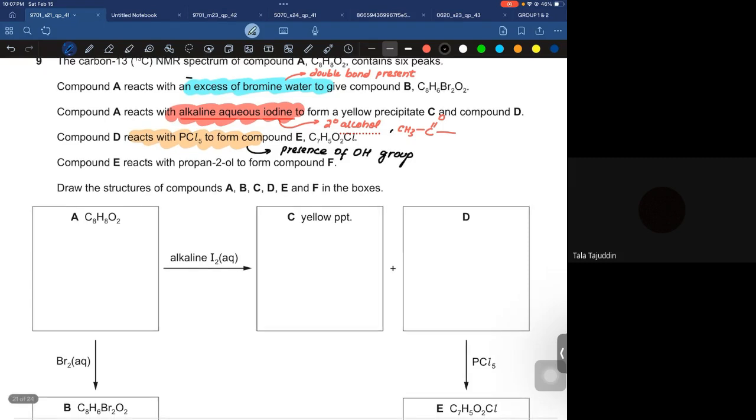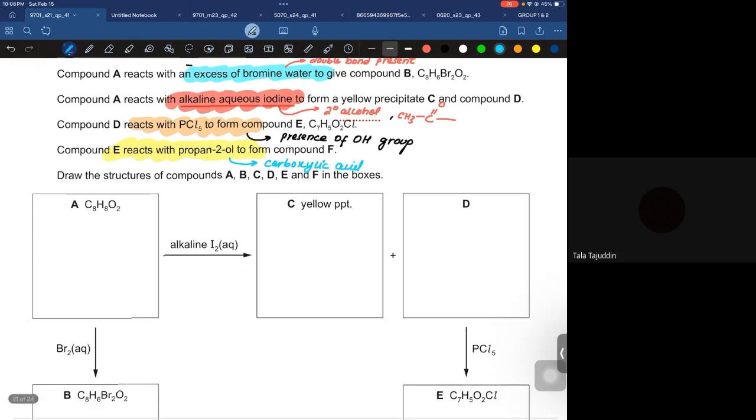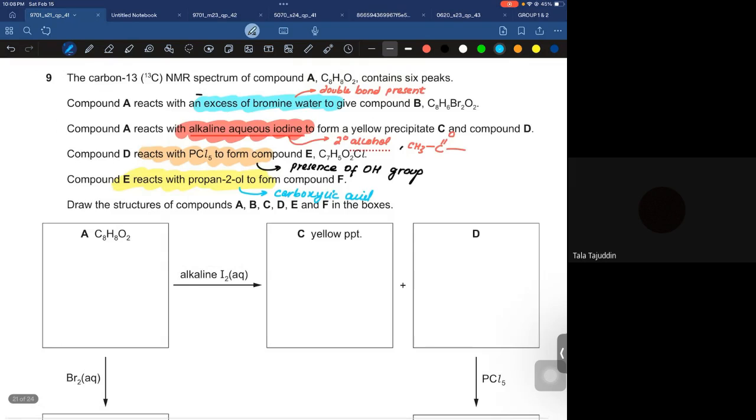Compound E reacts with propane 2-ol to form compound F. This is the next hint for you. It's going to react with propane 2-ol, which is your alcohol. You know what that means? It's a carboxylic acid. That's why it's going to react with propane 2-ol. So it's a good hint for you.